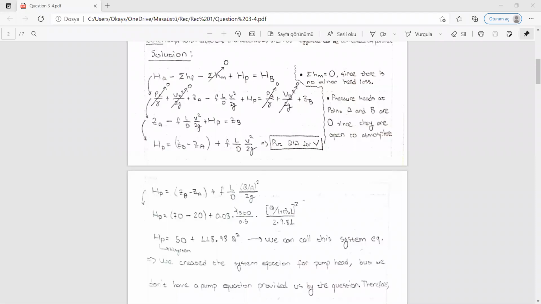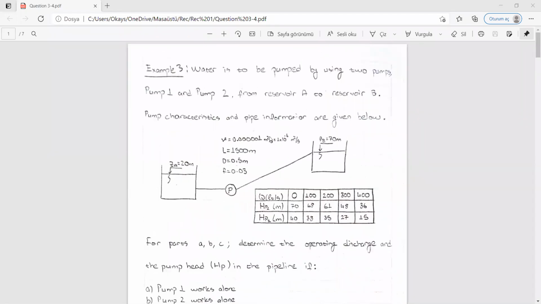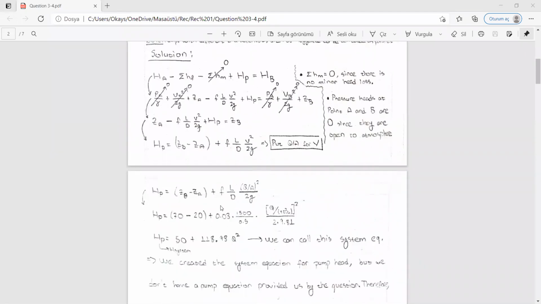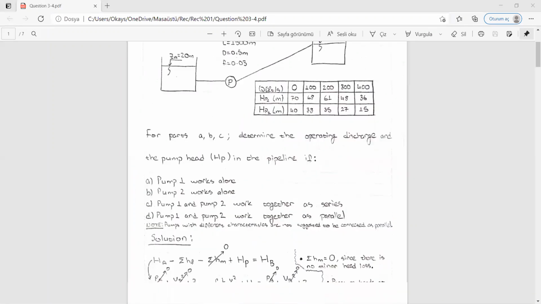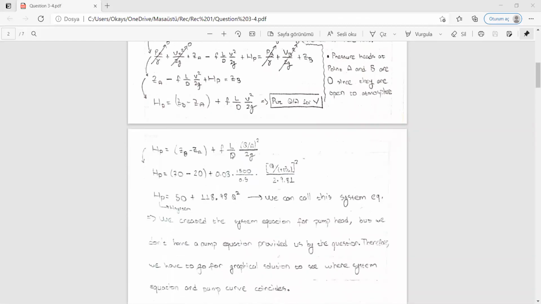So it's time to put the values that we know into this equation. What do we know? We had the elevation at point B and elevation at point A. It was 70 and 20. We know the F value given by the question, 0.03. And we know the pipe diameter, 0.5, and the length of the pipe, which was 1,500. So you put F, L, D. We don't know Q. I mean, we know, but we will put them one by one, and we will get different values for different discharges. So we will keep it as Q.